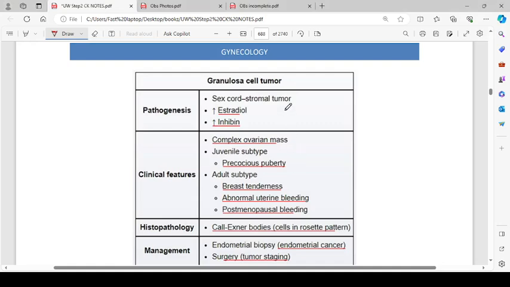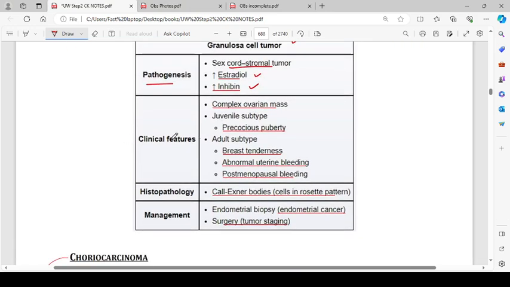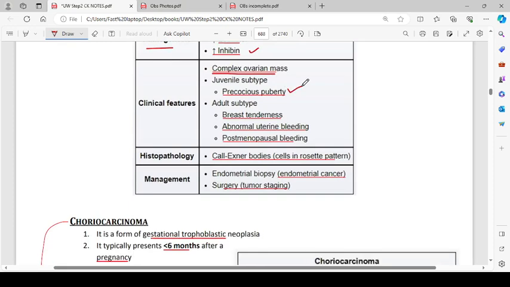Bismillahirrahmanirrahim. Now we have granulosa cell tumors. Pathogenesis: sex cord stromal tumor, increased estradiol and increased inhibin. The clinical features are a complex ovarian mass. Juvenile subtype presents with precocious puberty. Adult subtype includes breast tenderness, abnormal uterine bleeding, and post-menopausal bleeding.